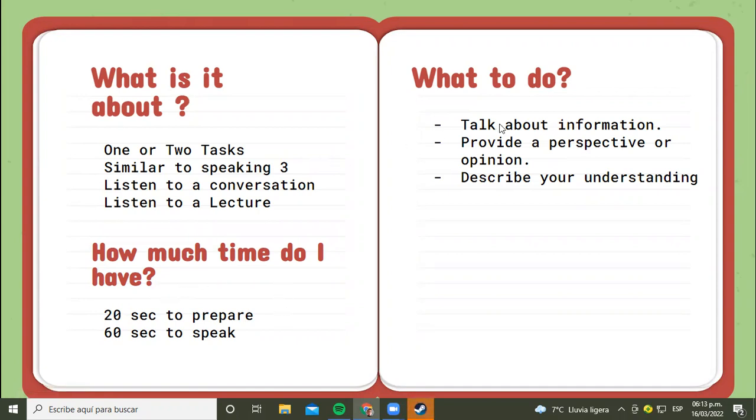So what you have to do? If you're going to deal with conversations, you will have to talk about information, provide a perspective or opinion, and describe your understanding. That is what happens when you have to listen to a conversation. Regarding a lecture, you will have to describe your understanding only. That's what you have to do in speaking task number 4. Now let's start with some of the practices. Before we do it, any question?